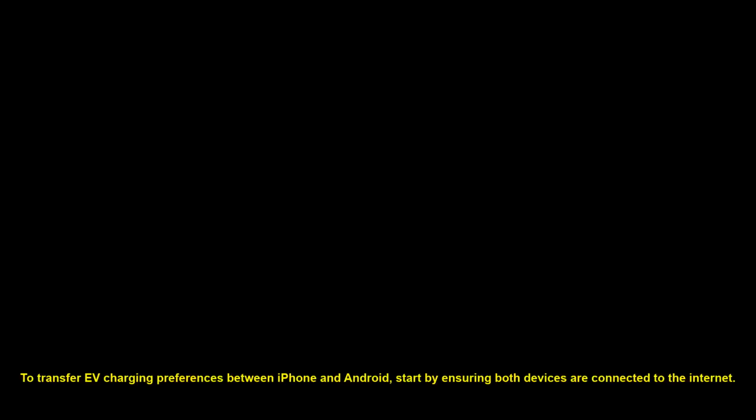To transfer EV charging preferences between iPhone and Android, start by ensuring both devices are connected to the internet. Open the EV charging app on your iPhone. Locate the Settings or Preferences section within the app. Look for the option to export or backup your charging preferences.